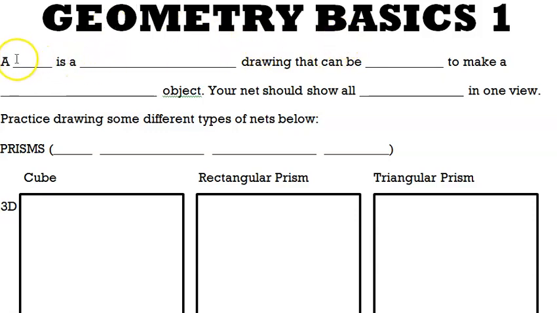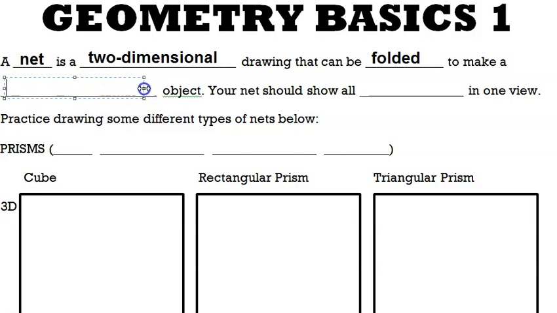It talks a lot about nets and how they work together to create three-dimensional objects. So basically a net is a two-dimensional drawing that you can fold. It can be folded to make a three-dimensional object.